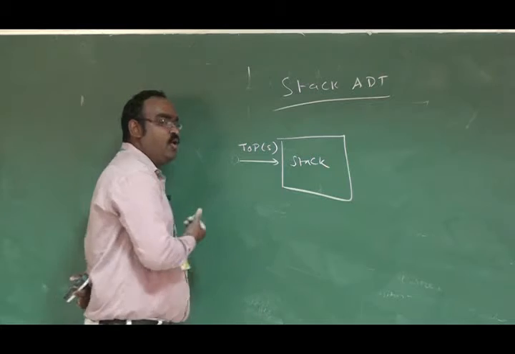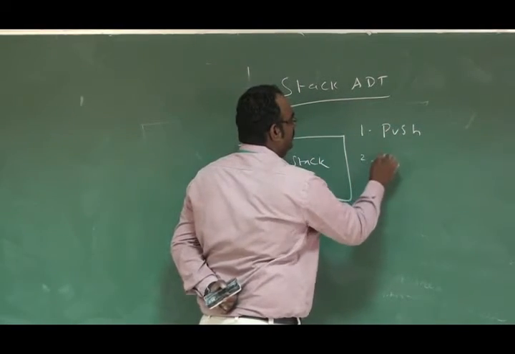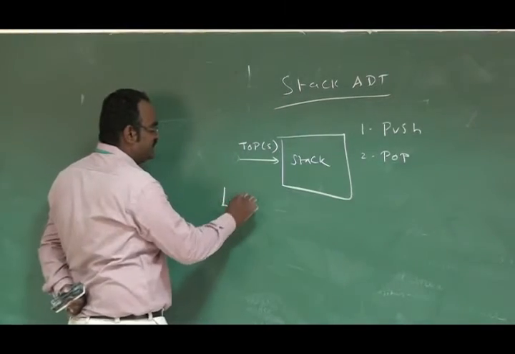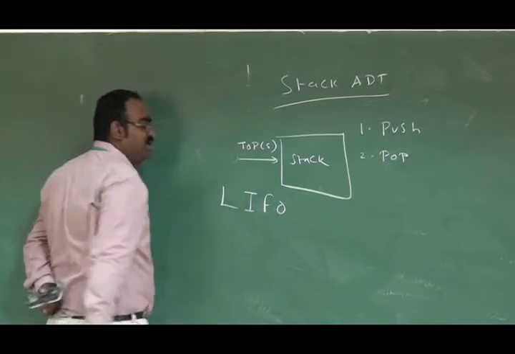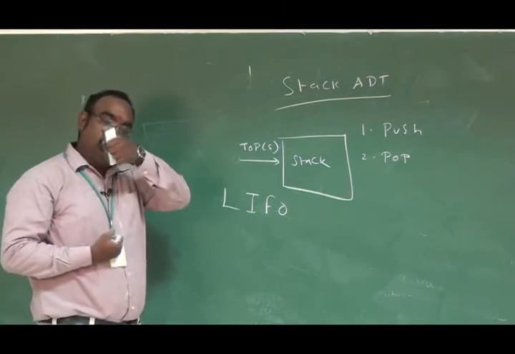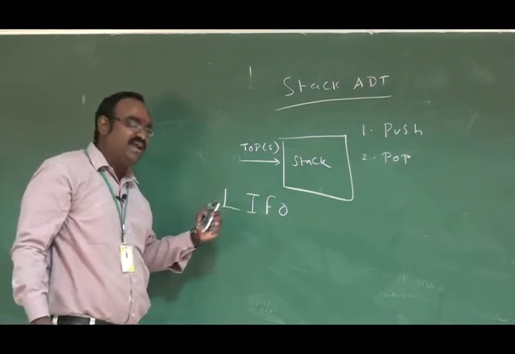What are the preliminary operations of a stack? Push and pop. Push is for insertion, pop is for deletion. We call it last in, first out. Last in, first out means the element that was entered last is extracted from the stack first. The element at the top of the stack is the one that is going to be extracted from the stack.